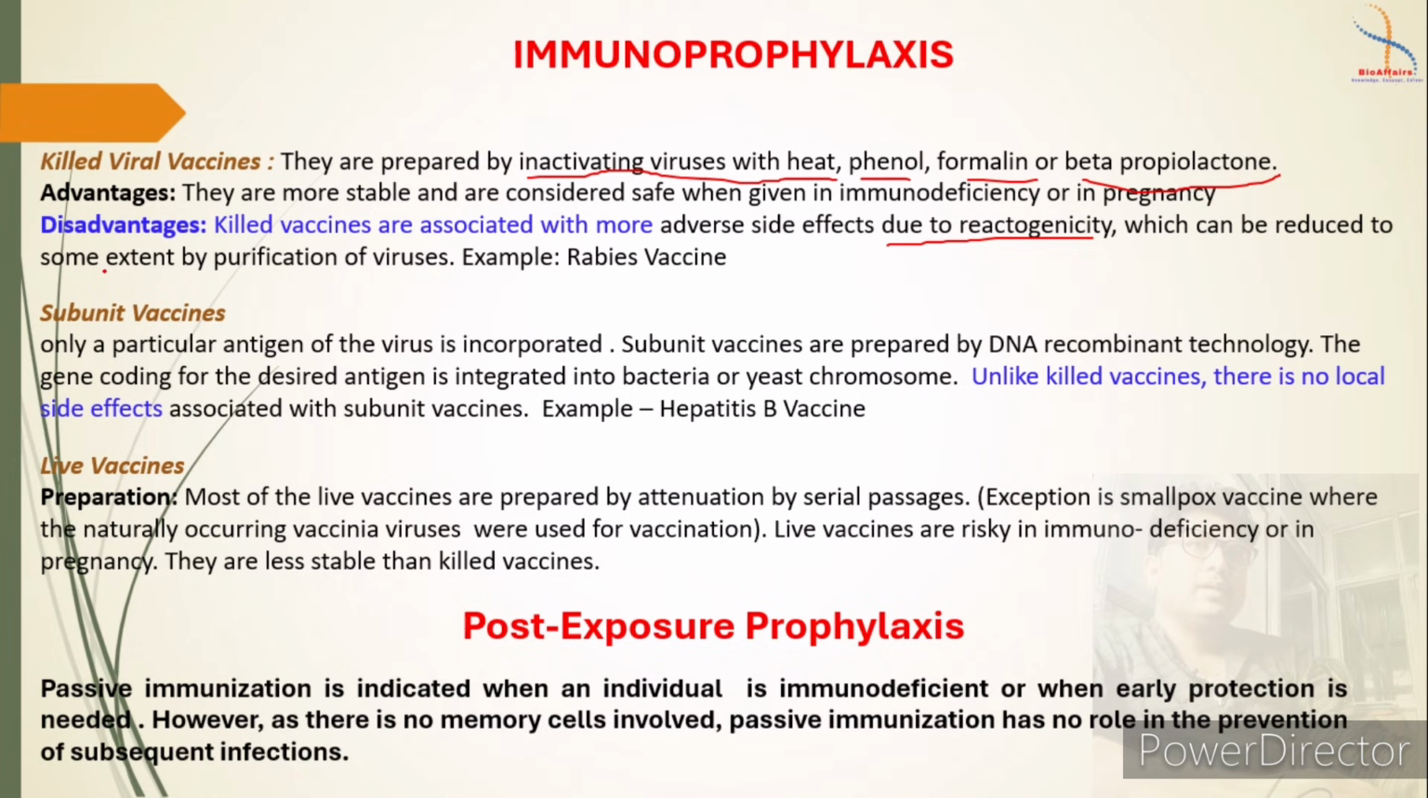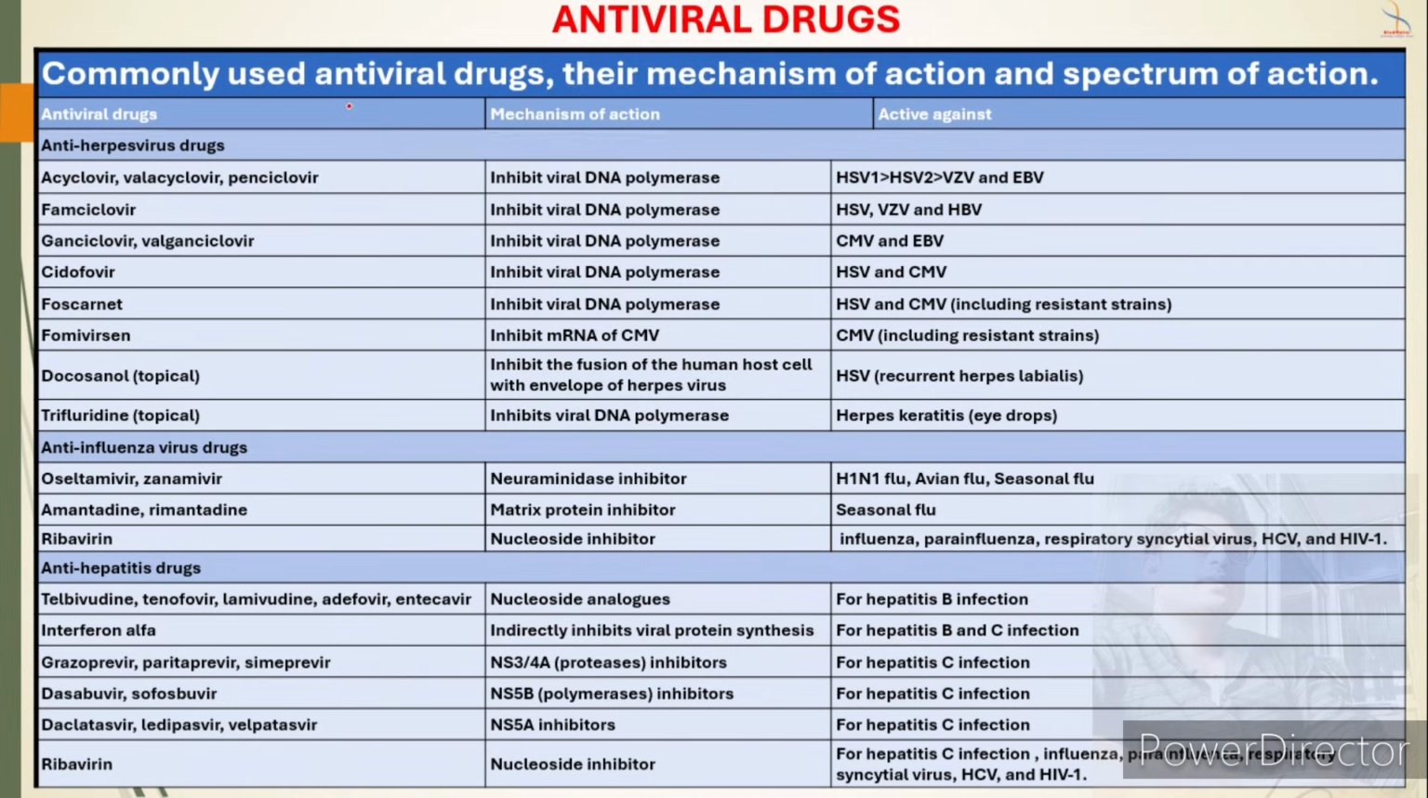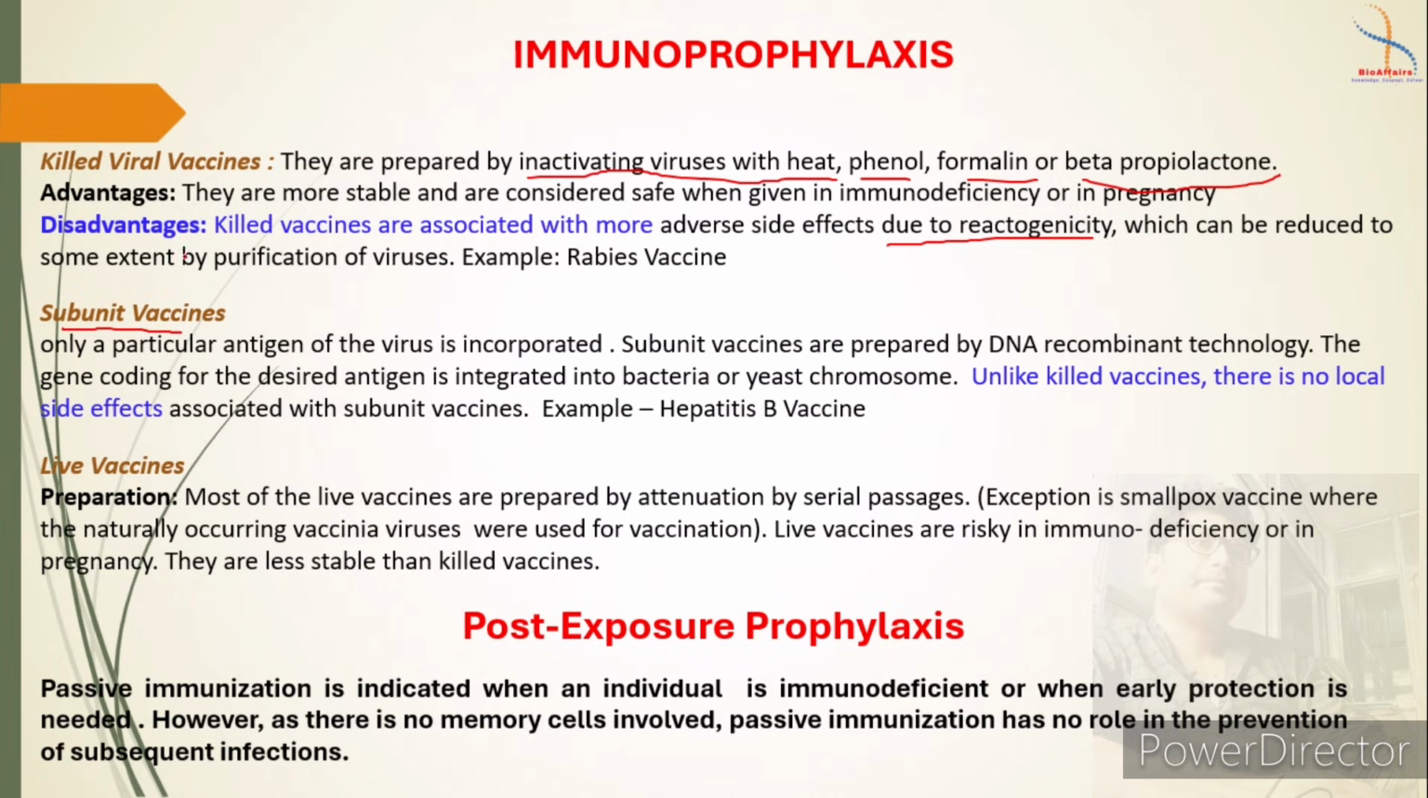Now, coming to subunit vaccines, only a particular antigen of the virus is incorporated. In killed viral vaccines, the whole virus is deactivated with chemical or physical methods and then used as a vaccine. But in subunit vaccines, a particular part of the virus is used as an antigen to induce immunity in the person receiving it. An example is the hepatitis B vaccine.